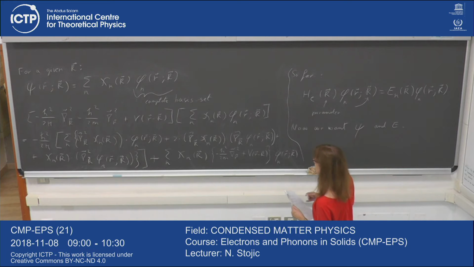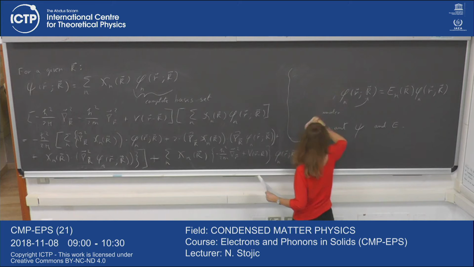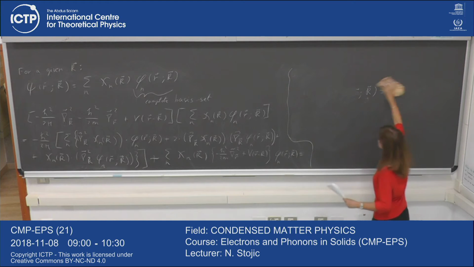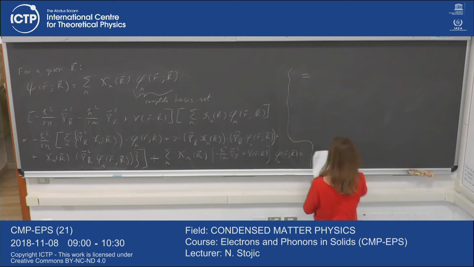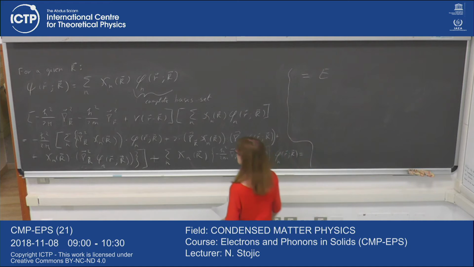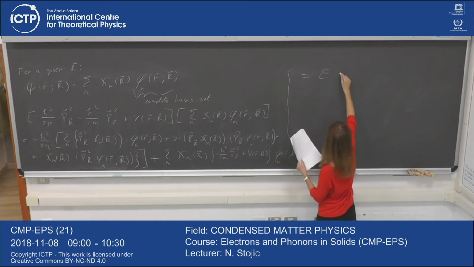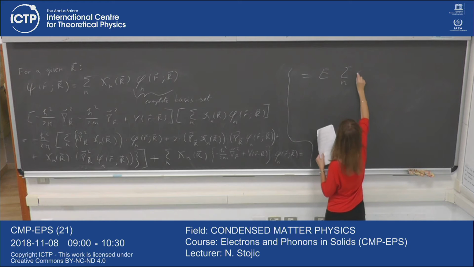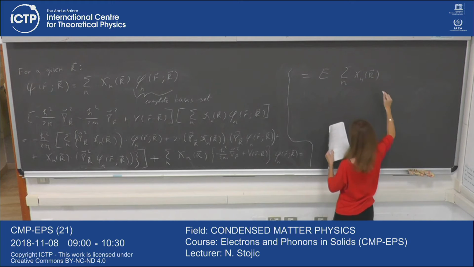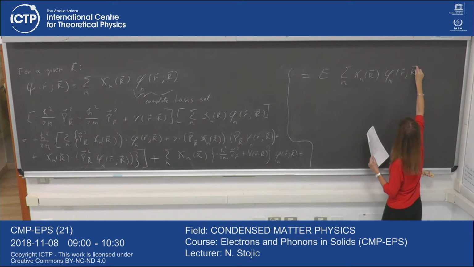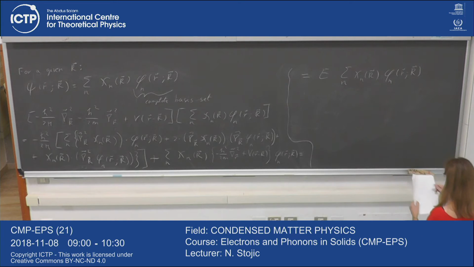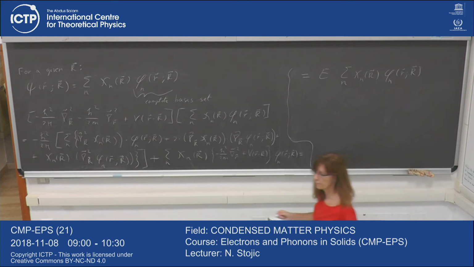And then this is equal to the energy E times the wave function, sum over n Cn of R times Vn of R capital R. Okay?